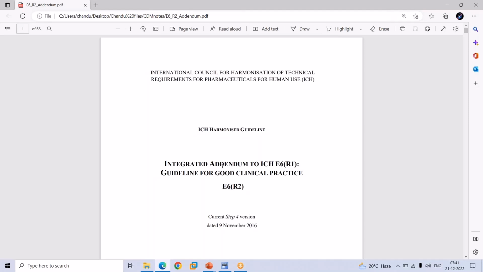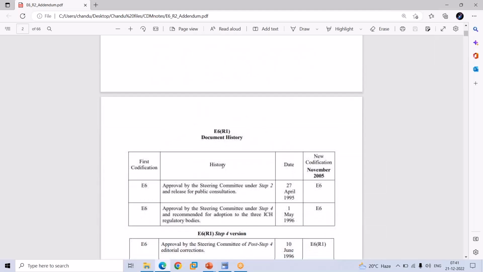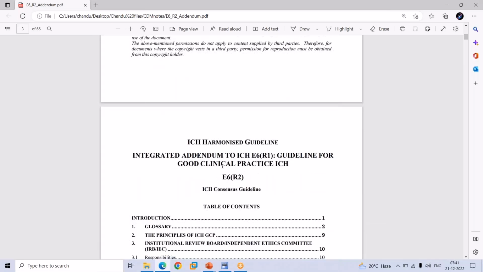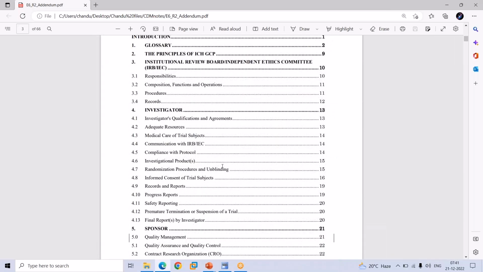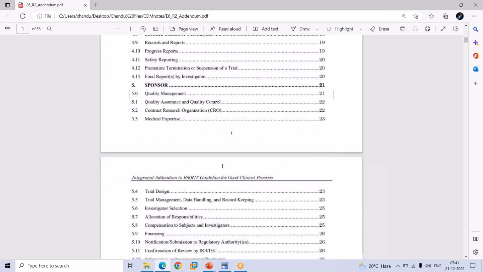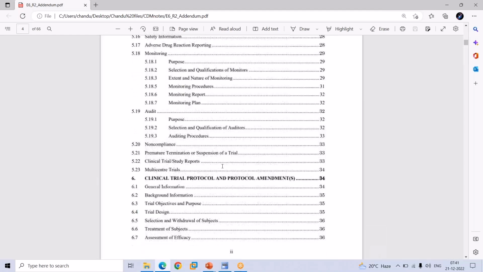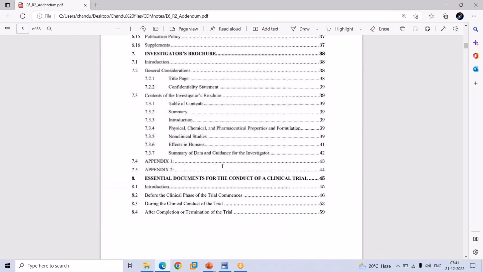Integrated addendum to ICH E6, guideline for good clinical practice. So we have a lot of guidelines here: glossary, principles, IRB responsibility, investigator responsibility, sponsor responsibility, monitor responsibilities, contents of protocol, IB contents.